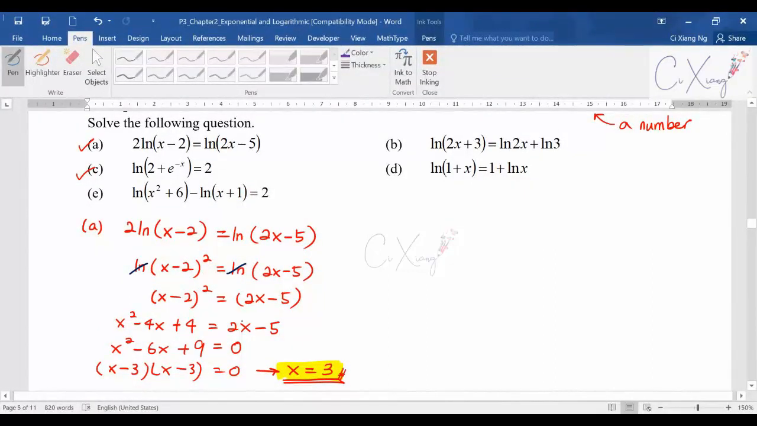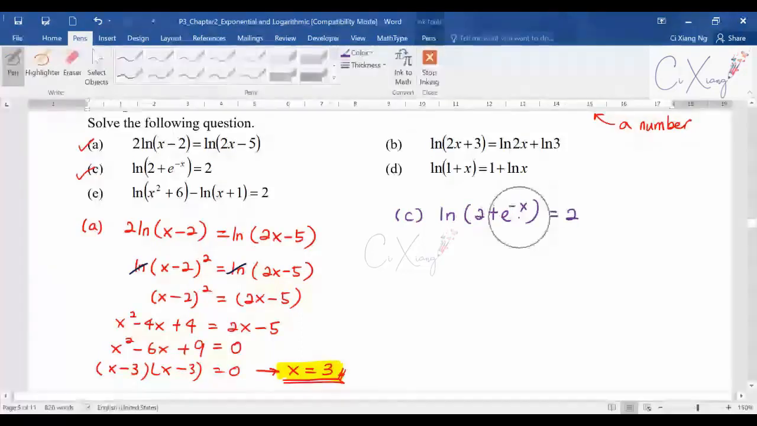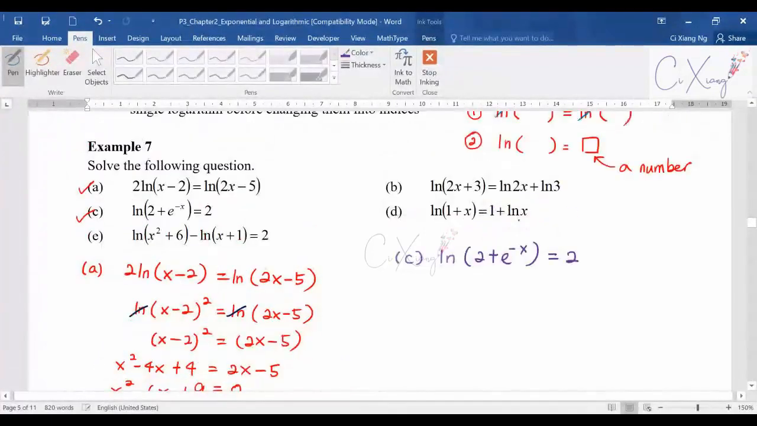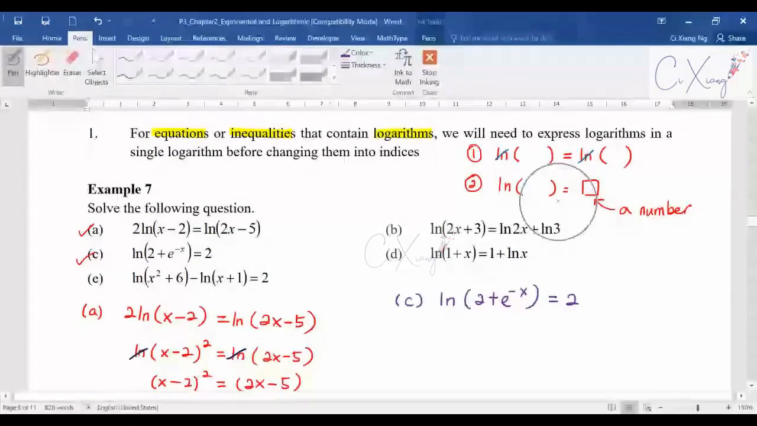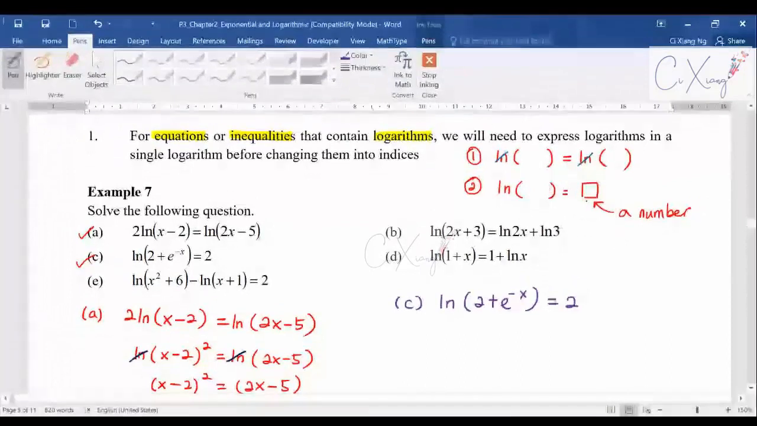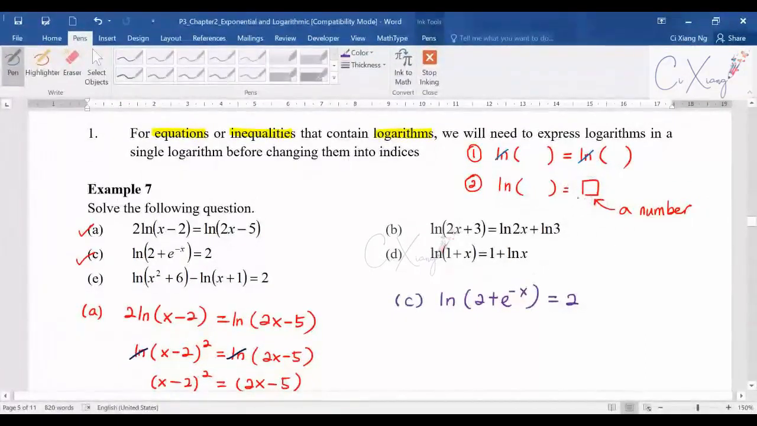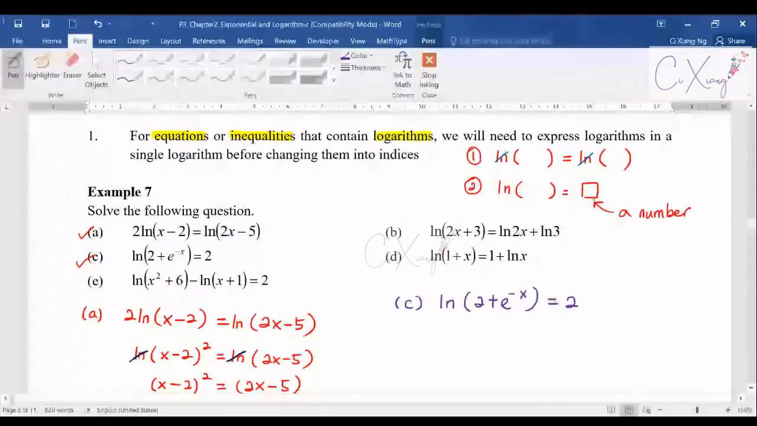Alright, so this is how we solve it. Okay, then now I continue to part number C. For part number C, if I look at the equation, I'm having ln(2 + e^(-x)) = 2. So this equation itself is actually pattern number 2: ln of something equals a number or some other thing without the ln. Alright, so you are having ln something equals a number.